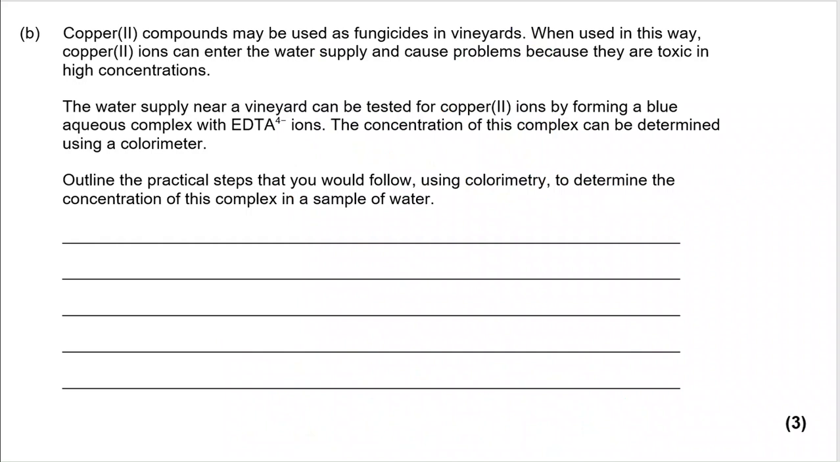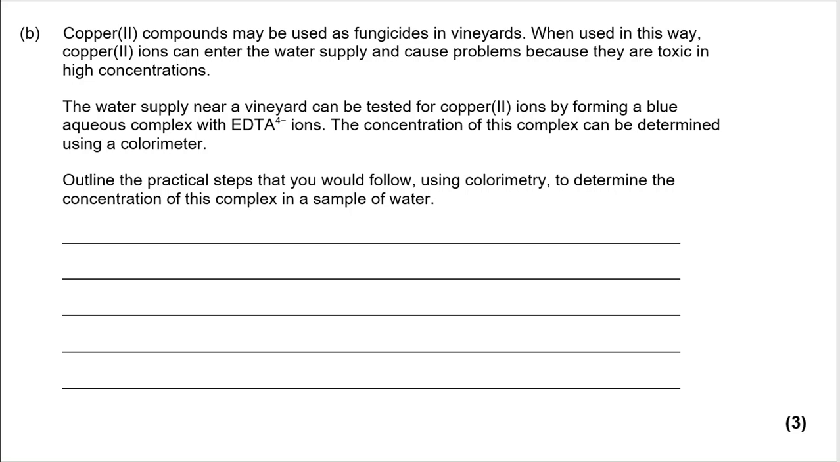Let's move on to 2b. Copper compounds may be used as fungicides in vineyards. When used in this way, copper-2 ions can enter the water supply and cause problems because they're toxic in high concentrations. The water supply near a vineyard can be tested for copper-2 ions by forming a blue aqueous complex with EDTA 4- ions, and we can find out the concentration using a colorimeter. What practical steps would you follow using colorimetry to determine the concentration of this complex in a sample of water?